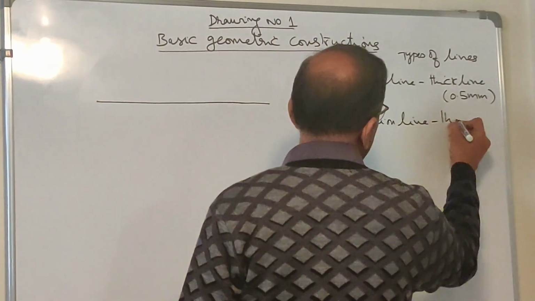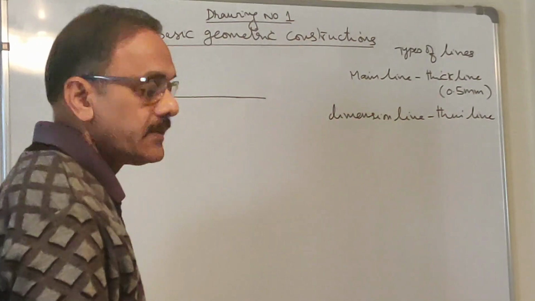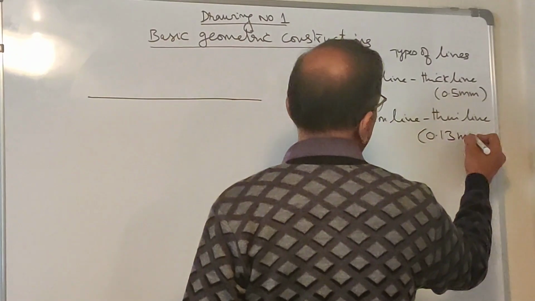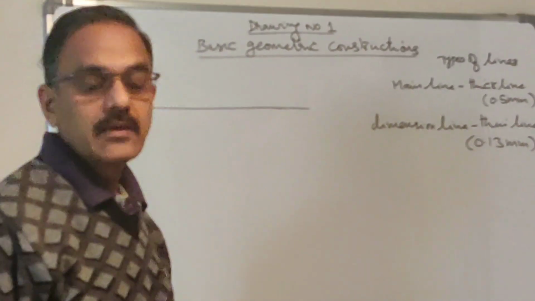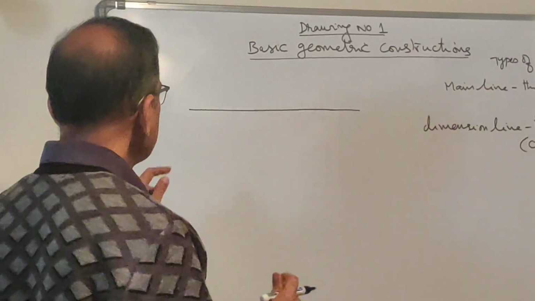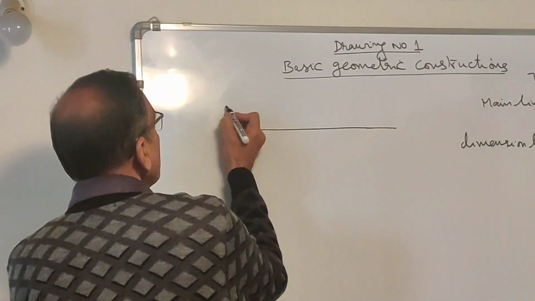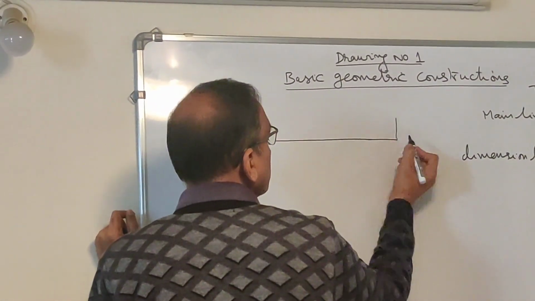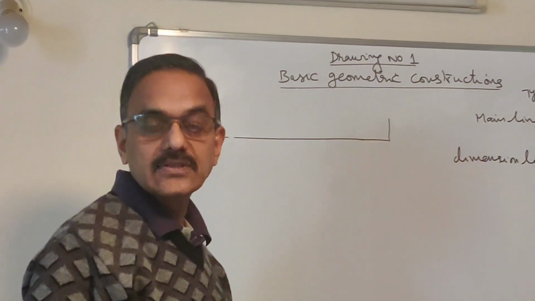The dimension line has to be a thin line, and the thickness that you use is 0.13 mm when you use the software. Okay. So let me show how to dimension this line. You know, these are the two tips. At each tip you are going to draw a perpendicular. These perpendiculars should also be thin lines.